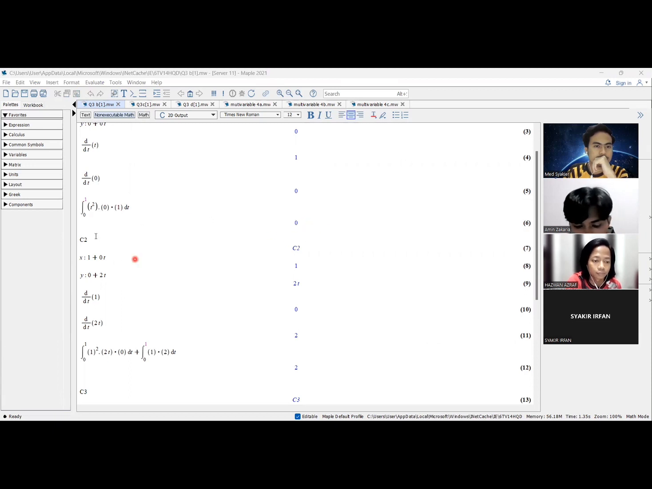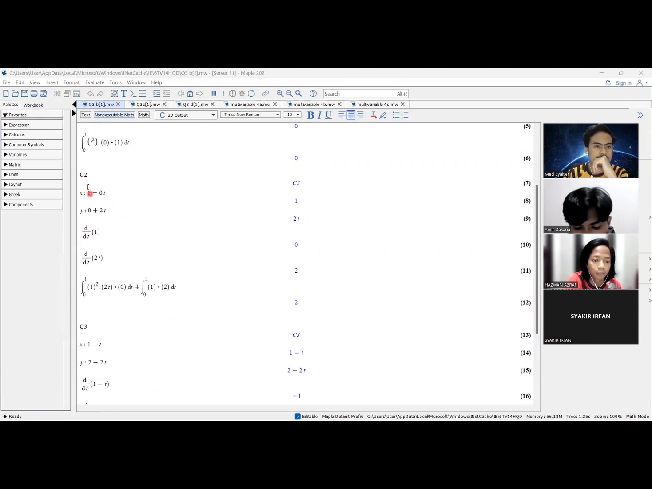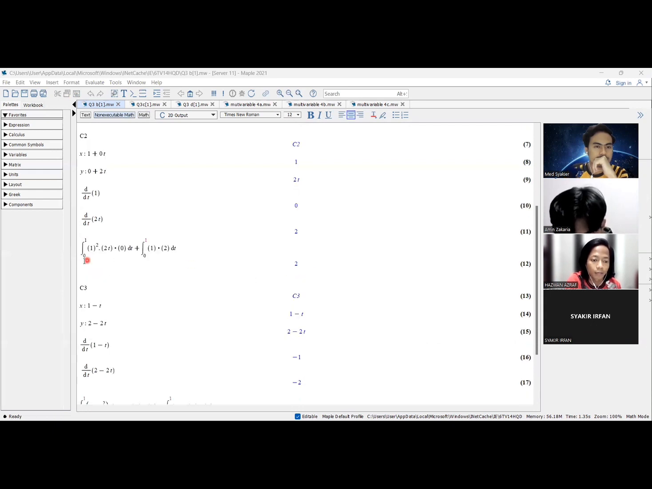For the C2, the value of C1 is 0, and for C2, we type x equal to 1 plus 0t and we get 1, y equal to 0 plus 2t and we get 2t. Then we differentiate d1 over dt and we get 0. Next, we differentiate d2t over dt and we get 2. Next, we combine the integrals with the limits 0 to 1, 1 squared times 2t times 0 dt plus the integral with limits 0 to 1 of 1 times 2 dt, and we get the answer for C2 is 2.